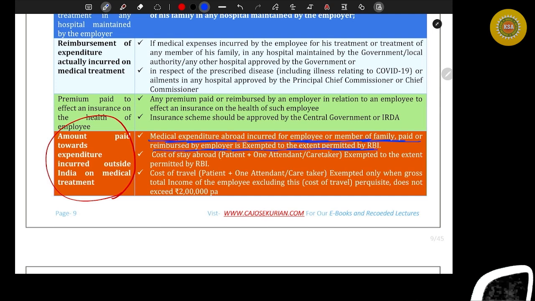Are you with me? Say for example, you incurred 1 lakh. They are saying the limit is 70,000. Then you can claim exemption only up to 70. The rest 30 shall be taxable. Are you with me? What is the second item?